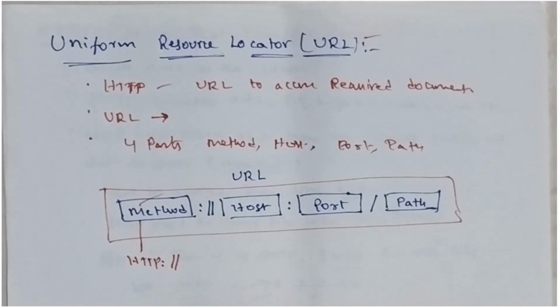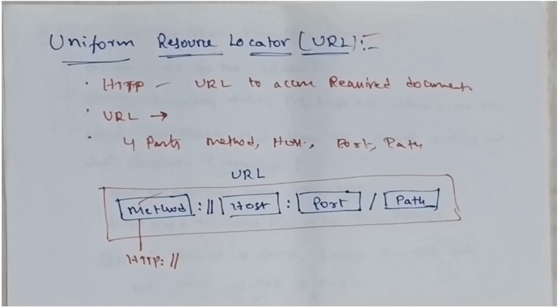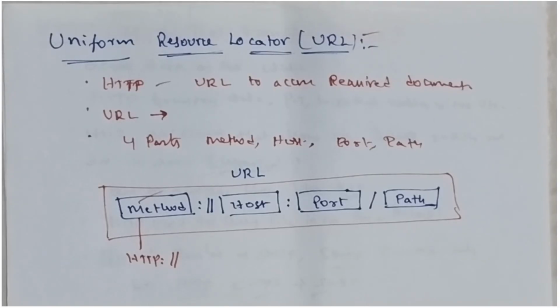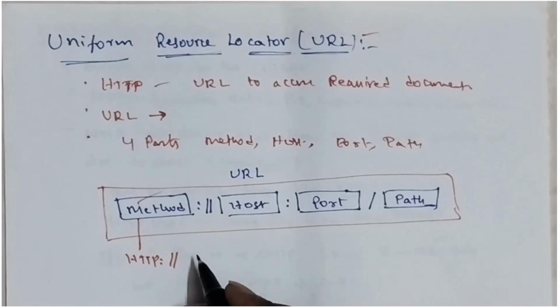Then, what is the host? The host is the computer where the information is stored, and computers are given alias names. Based on this host name, the HTTP protocol will retrieve our required documents. Clear? For example, the host is any web page or website name, for example Gmail.